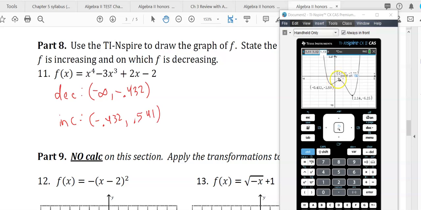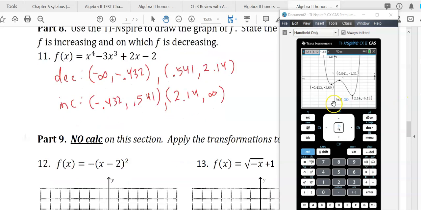And then it decreases, it looks like from that point to that point, it's going down. So I'm using the x values there. So that would be 0.541 to 2.14. And then it increases the very last part there from 2.14 to infinity.